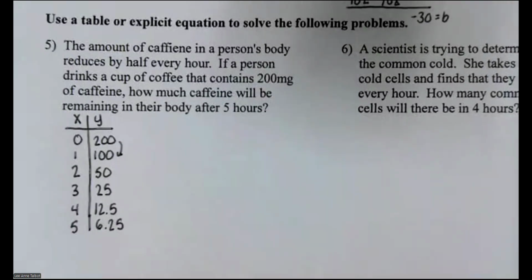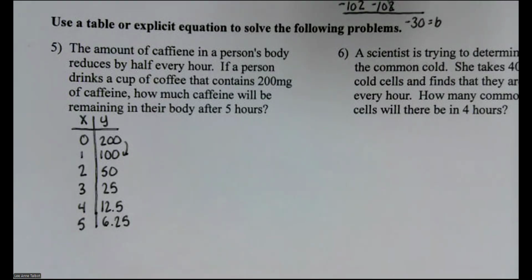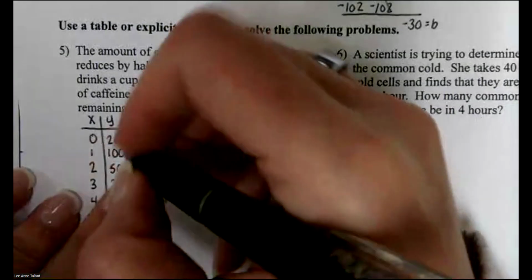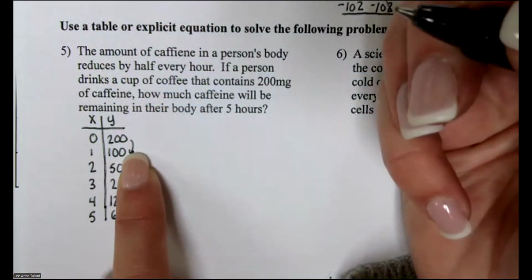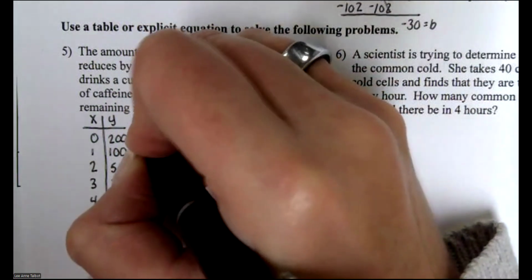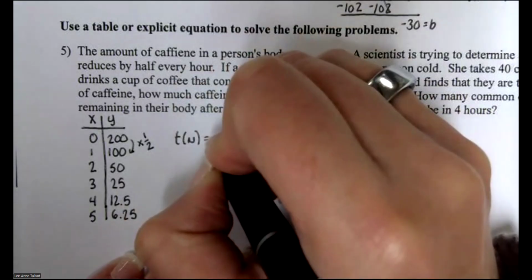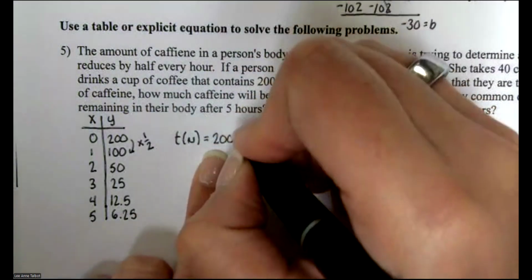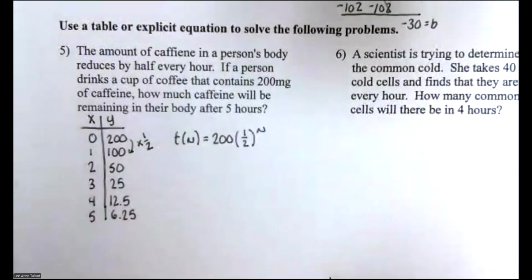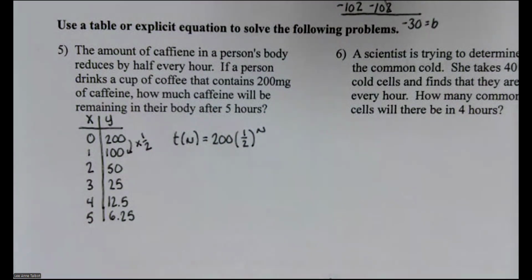Okay, now that is a perfectly good 100% full credit answer. 6.25, find it with the table, totally fine. But for those of us that are lazy and don't want to make the table every time, I'm going to do the explicit equation. So what is the multiplier here? Okay, so my explicit equation is T of n equals 200 times 1/2 to the n. And we have not done a lot of this yet. We're doing it today also.